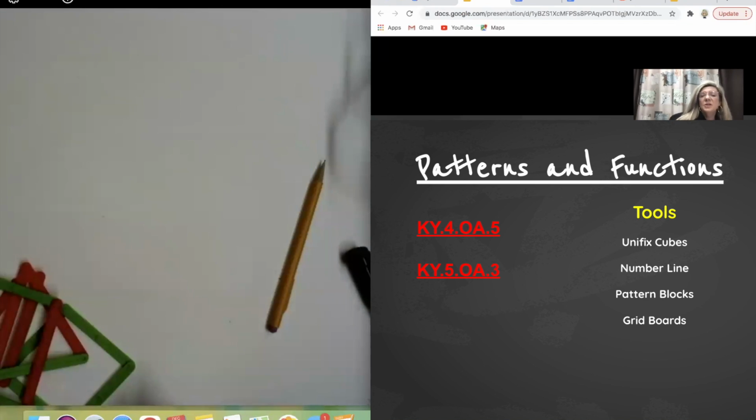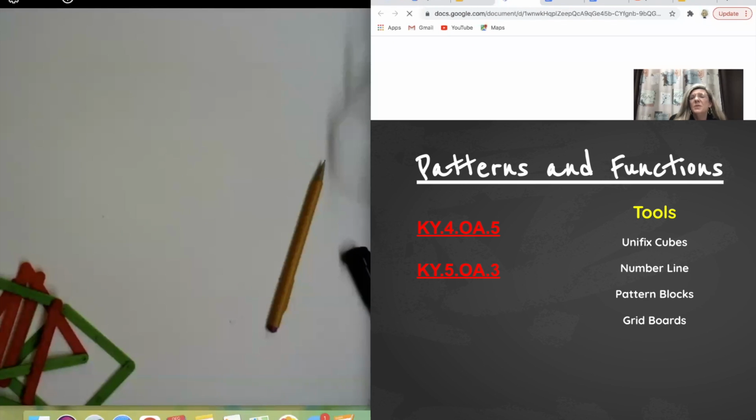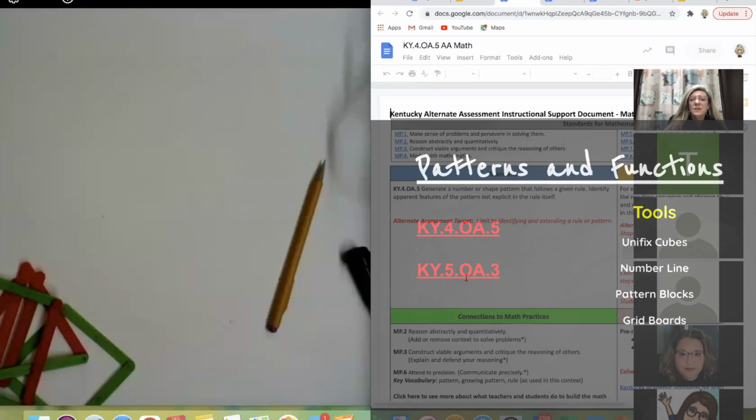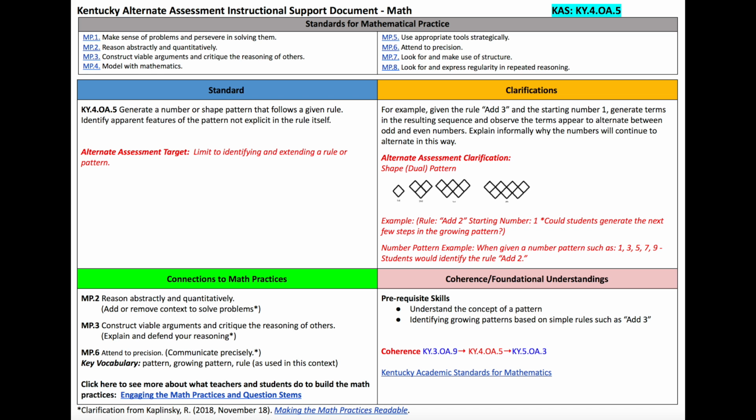So the only 2 they chose here was one in the 4th grade and one in the 5th grade. So obviously we'll look at both of those. I want to open these up and look at them so you can see what it actually looks like here. With this one, we're going to generate a number or shape pattern that follows a given rule and identify apparent features of the pattern not explicit in the rule itself. And of course, your ultimate target, your limit, is to identify and extending a rule of or pattern.